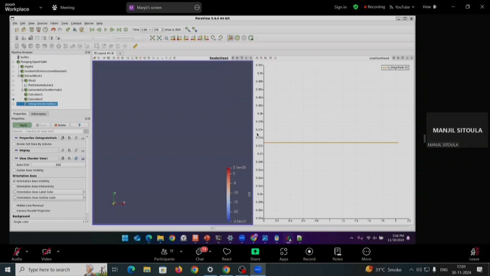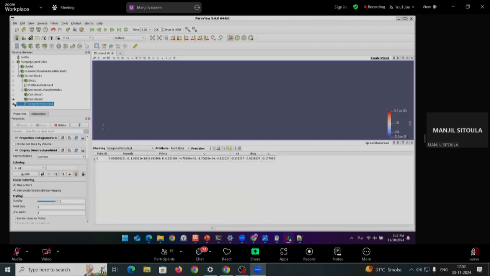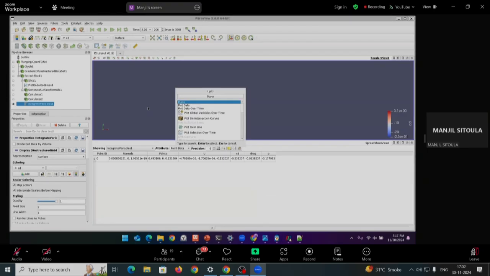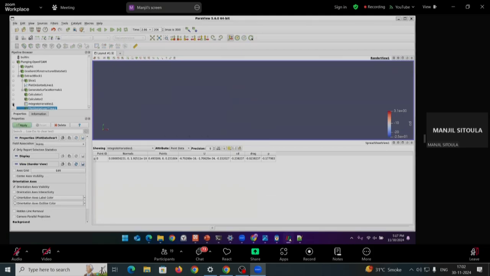So after integrating, I think we have got it. Now if we plot this over time, then we will get our drag coefficients.